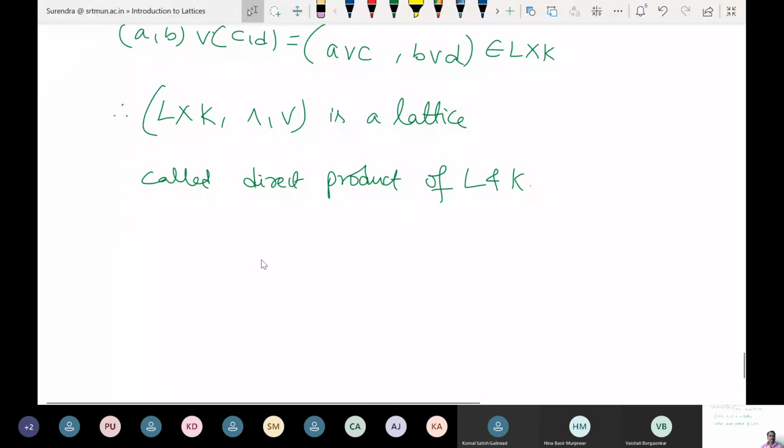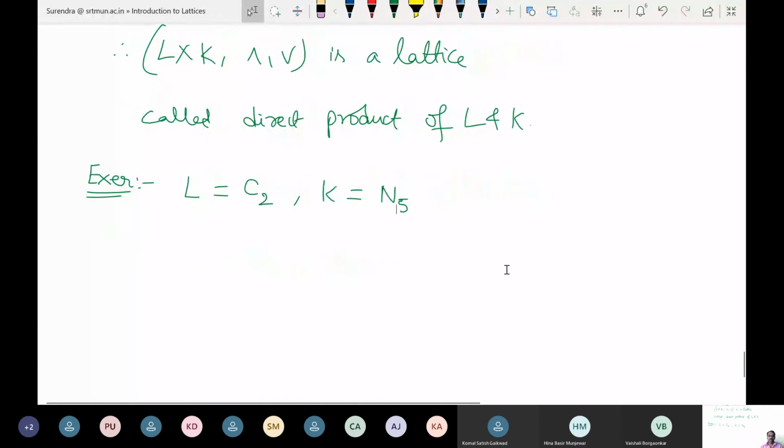Take a small exercise and find out. If you are not getting it, I will explain it tomorrow. Just take one example. Take L, which is C2. What is meant by C2? It is a lattice with two elements, a chain with two elements, 0 and 1. Then you take K, which is N5, that is called the pentagon, right? How can you draw the pentagon?